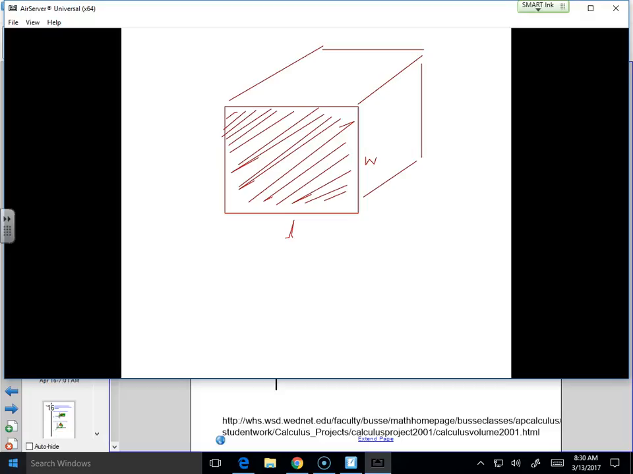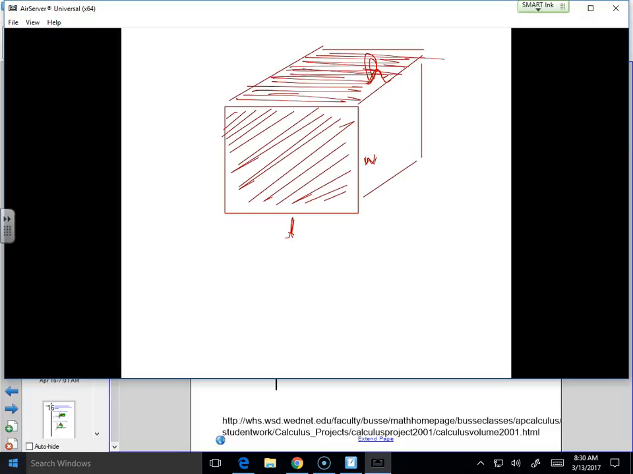Can we pretend this thing has fallen down so the height is over here? Is that okay? Yeah. Okay. So we have length down here, width over here, and height up here. What does this formula actually do? It's saying you add all of this first.